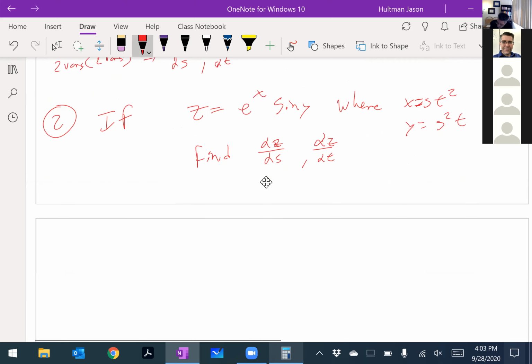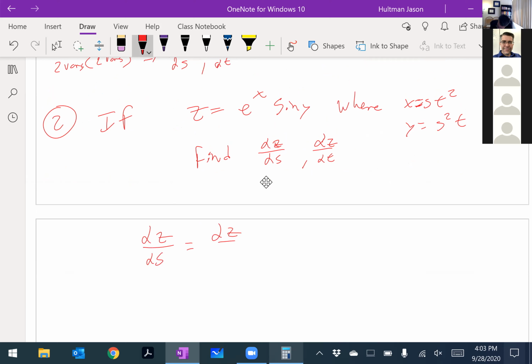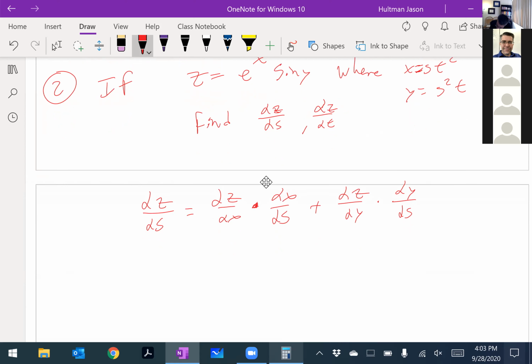Okay, so we use the chain rule here. So we're going to say partial of z with respect to s is going to be the partial of z with respect to x times the partial of x with respect to s, plus the partial of z with respect to y times the partial of y with respect to s. Okay, so let's figure all this out. What's the partial of z with respect to x?